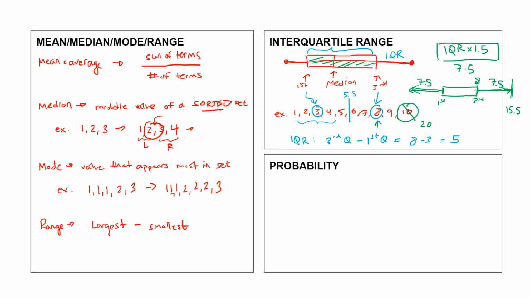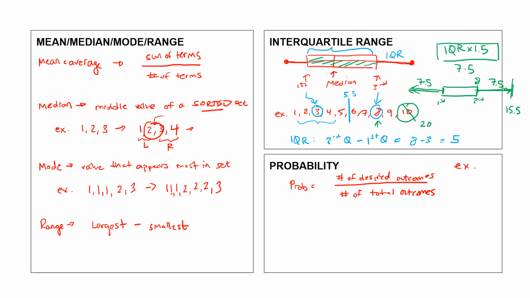So the most basic definition of probability is the number of desired outcomes, okay, so what we want to happen, over the number of total outcomes, okay? So as an example, I'll put a very small one over here on the side.